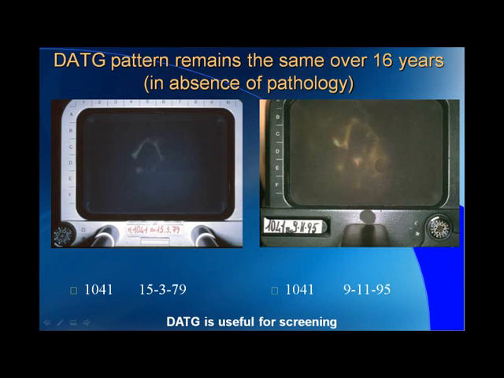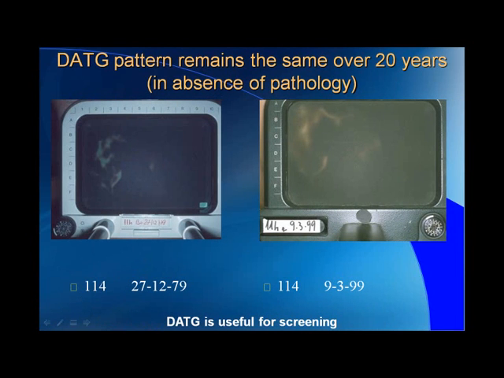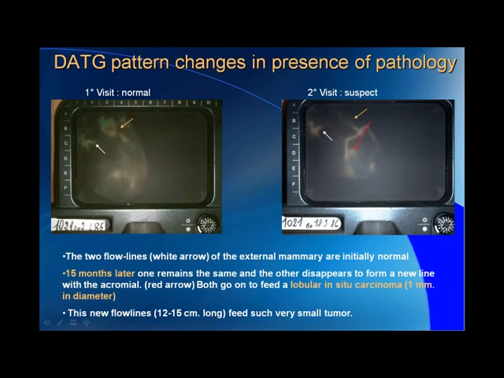Here you can see 16 years of constant image, of another patient, 20 years, another patient, 25 years of constant image. And when it changes there is a problem. For example, here in 50 months we have the white arrow that remains the same, the yellow arrow disappeared, and the red arrow shows 1 millimeter of carcinoma.